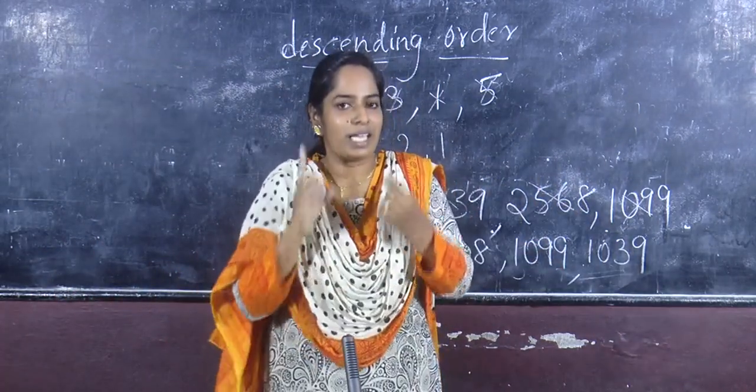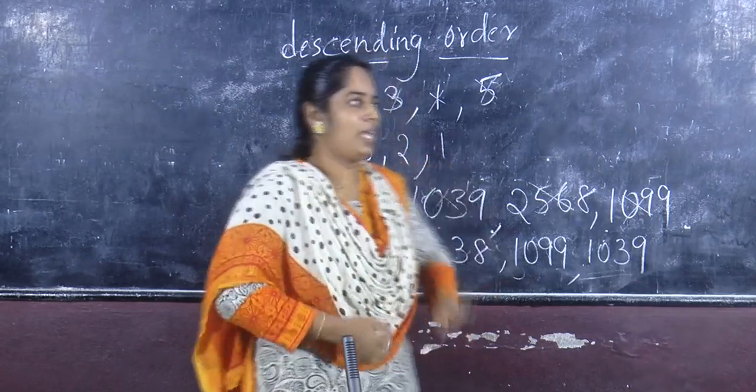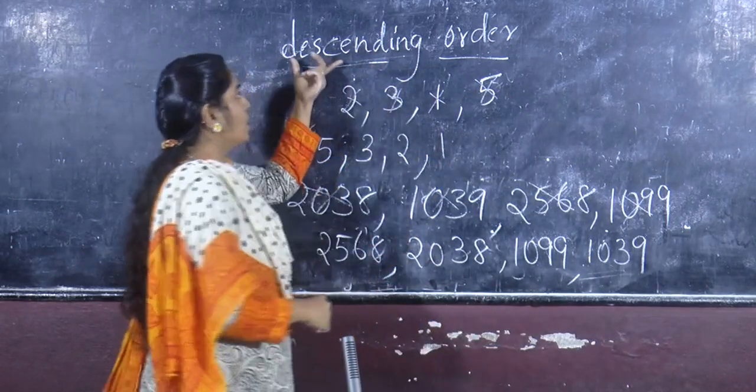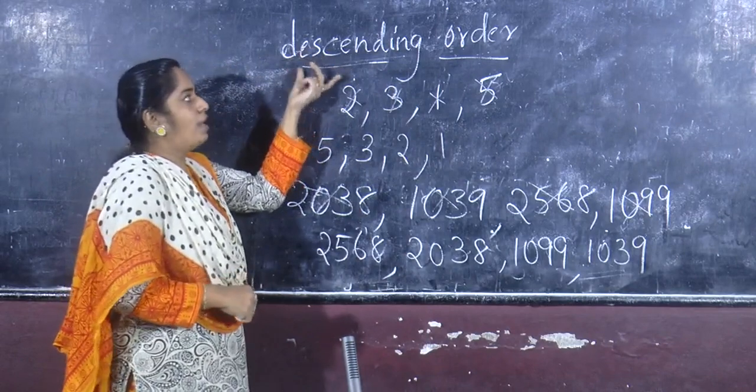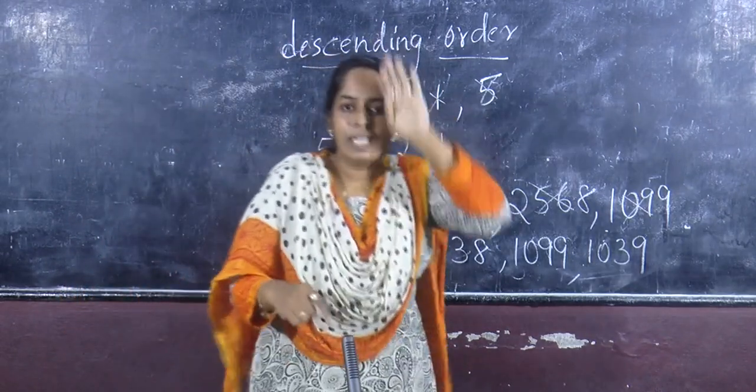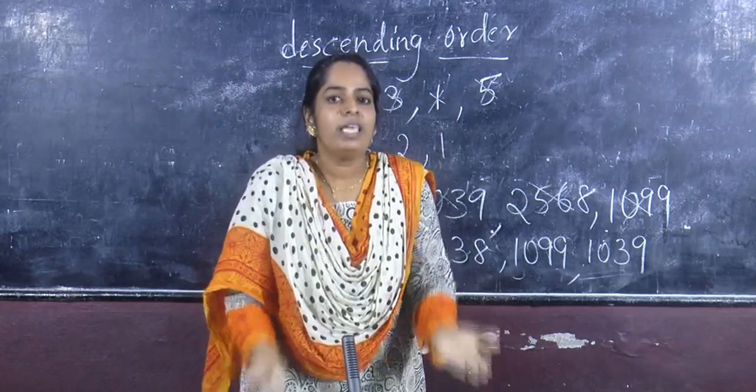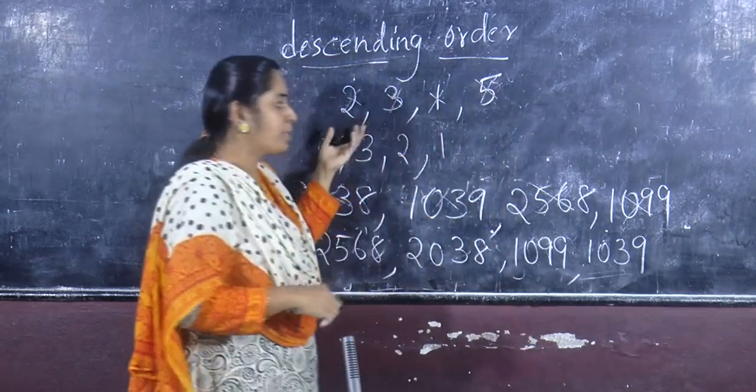Descending order means decreasing. You can hear from the word itself. We will get what? Decreasing. Descending means decreasing. Ascending means increasing. So you all remember this?